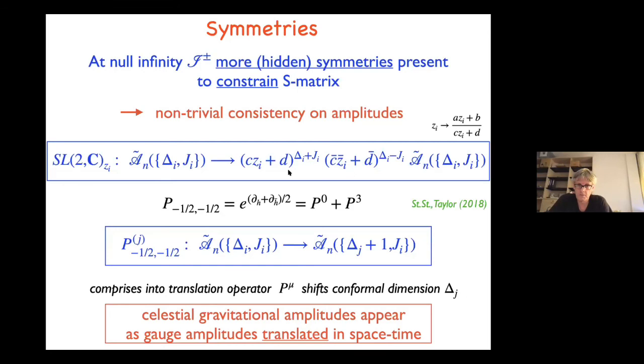It transforms the amplitude essentially like conformal primary operators. And then today I introduced this combination of momentum operators, P0 plus P3, which does the job that it shifts the delta, the conformal dimension. By that we can actually represent celestial gravitational amplitudes essentially by gauge amplitudes subject to this operator, which is the translation operator.